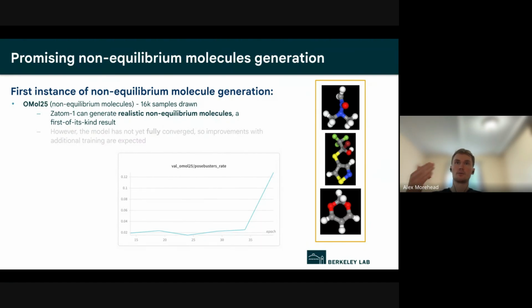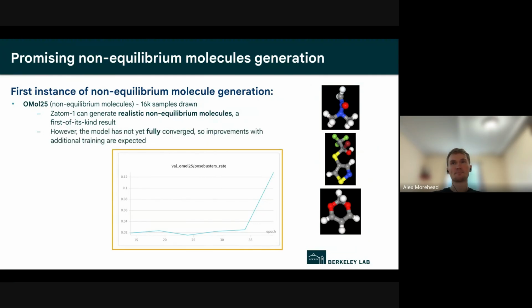Somebody would need to actually run PoseBusters on the whole OMAL25 data set, and possibly even need to adjust the software to tune its parameters, like its bond length and angle distribution, so that it doesn't accidentally flag valid molecules as invalid and so on. So we don't really know what the upper bound for the PoseBusters rate is, but here nonetheless we're just interested in trying the model out to see how well it works out of the box.